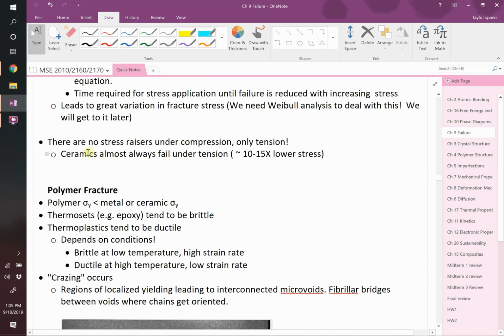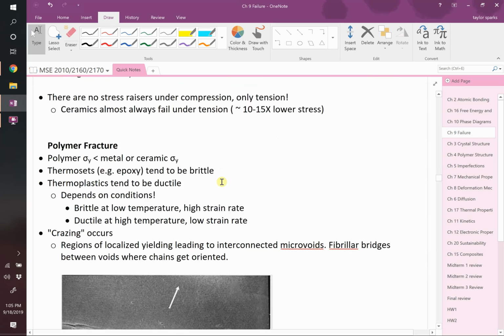Something worth noting is that ceramics almost always fail under tension. You can make them fail under compression. If I made a little cylinder and I squeeze on it, pure compression, it will fail, but it fails at something like 10 to 15 times lower stress under tension. And so it's far more likely that ceramics break under tension. So if you're bending it and you've got the compressive side and the tensile side while you're bending this thing, it's always going to break on that tension side.